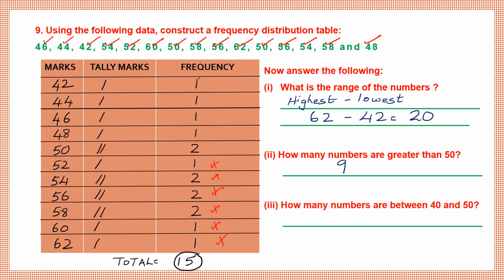Question 3. How many numbers are between 40 and 50? So between 40 and 50 means all these numbers 42, 44, 46 and 48. So how many numbers are those? 1, 2, 3, 4. So there are 4 numbers between 40 and 50.